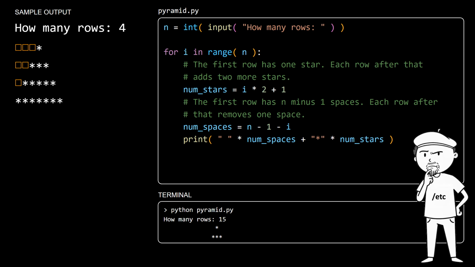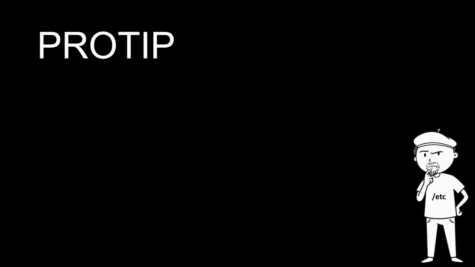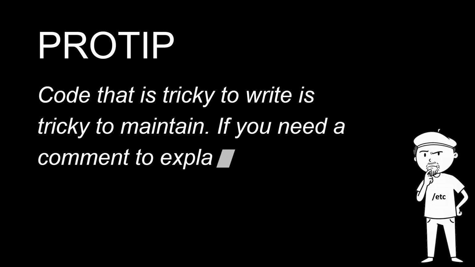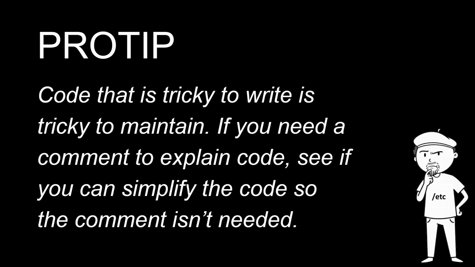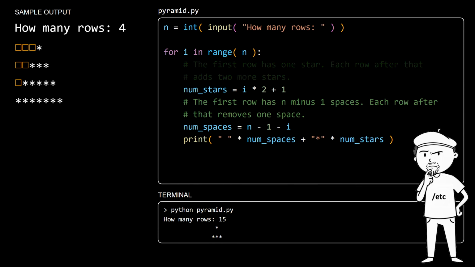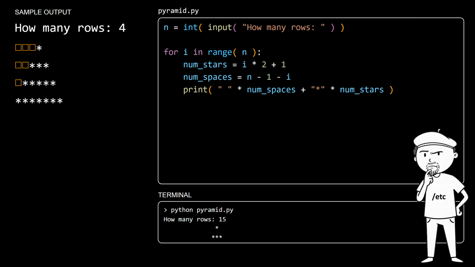In fact, let's capture this as a pro tip. Code that's tricky to write is tricky to maintain. And if you need a comment to explain code, see if you can simplify the code so the comment isn't needed. Let's step back and think about whether we can solve this problem without these somewhat complicated expressions. Let's stare at the code.